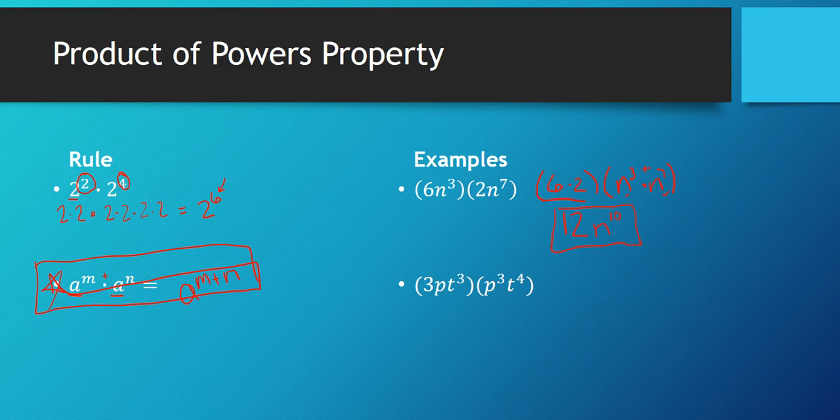Let's look at this next example. I have 3p t to the 3rd times p to the 3rd t to the 4th. So again, I can rearrange: 3 times, we have a p and then a p to the 3rd, and then a t to the 3rd and a t to the 4th. So I rearranged so my coefficients were together, which in this case was only 3, my p's were together, and my t's were together. Now careful, this first p has an exponent of 1. We just don't write it because it occurs so often. So when you're adding those exponents, don't forget that 1, so that you get 3p to the 4th. And then t to the 7th, because 3 plus 4 is 7.